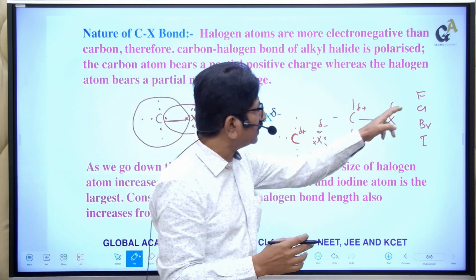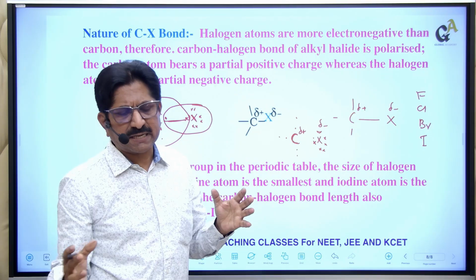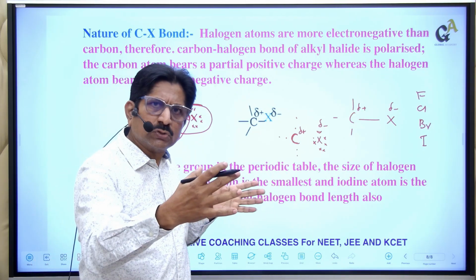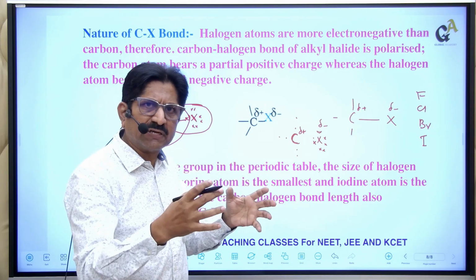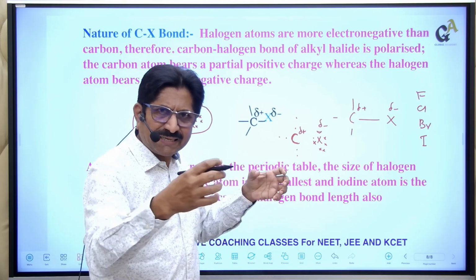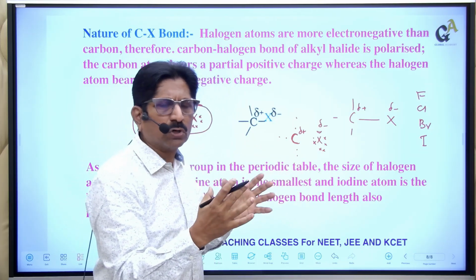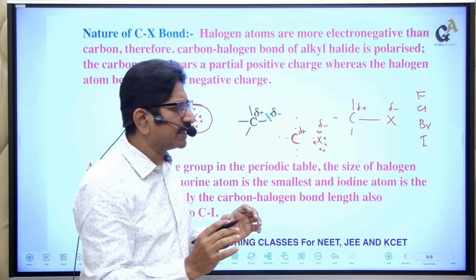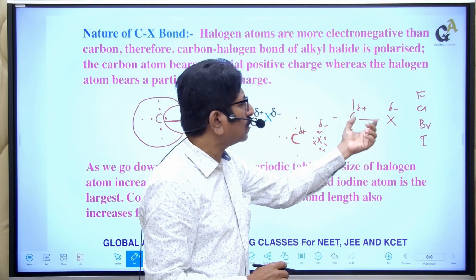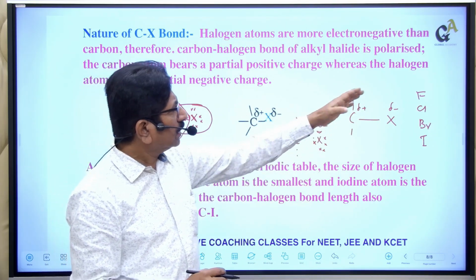The size from fluorine to iodine goes on increasing, and because the size increases, the distances increase, and because of that the strength of the bond decreases. Because of that you will have less bond energy or enthalpy down the group.